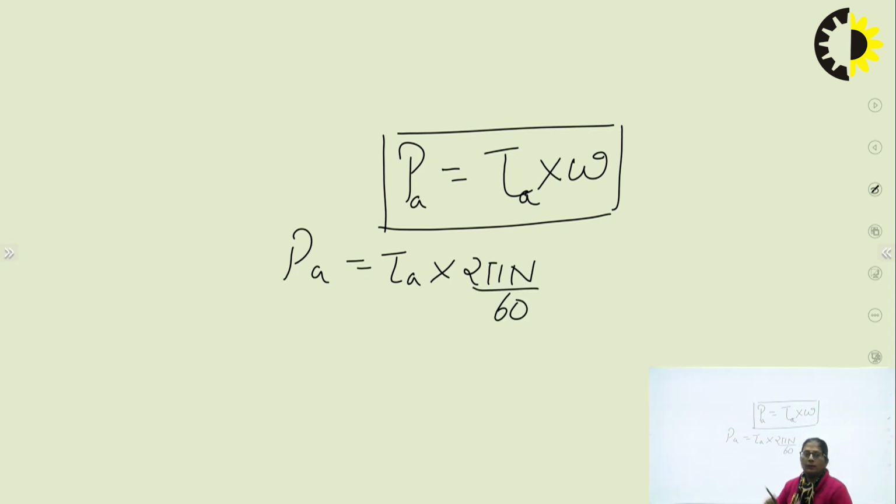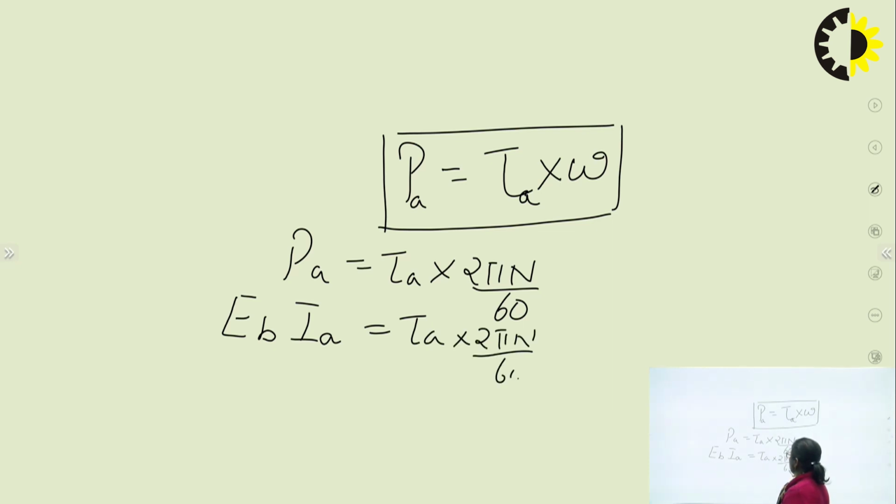Once again, how much is the gross power developed in the armature? If I give the electrical equivalent of the gross mechanical power developed in the armature, it will be the EMF in the armature, which we call back EMF, EB, and the current in the armature, which is called IA. So the electrical equivalent of the gross mechanical power developed is given by EB into IA, and that must equal tau A into 2 pi n by 60.